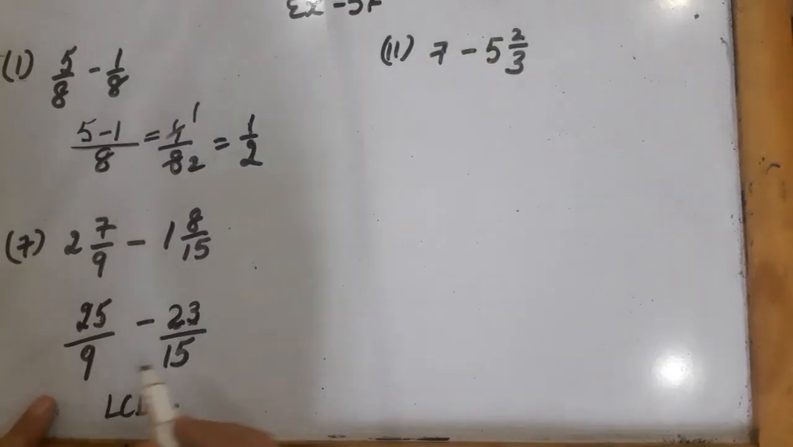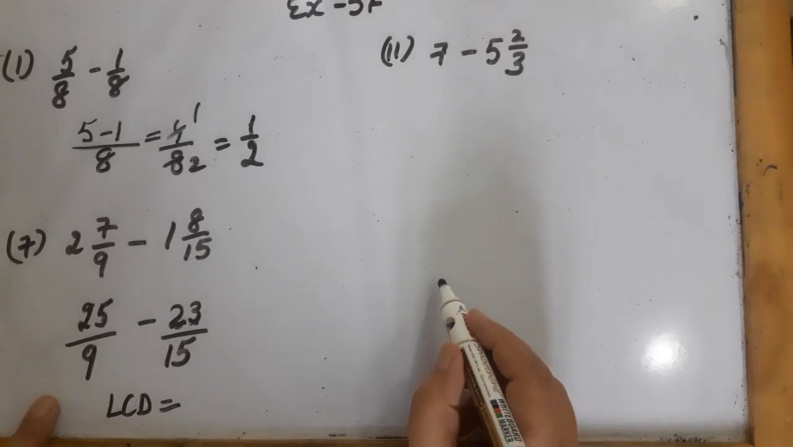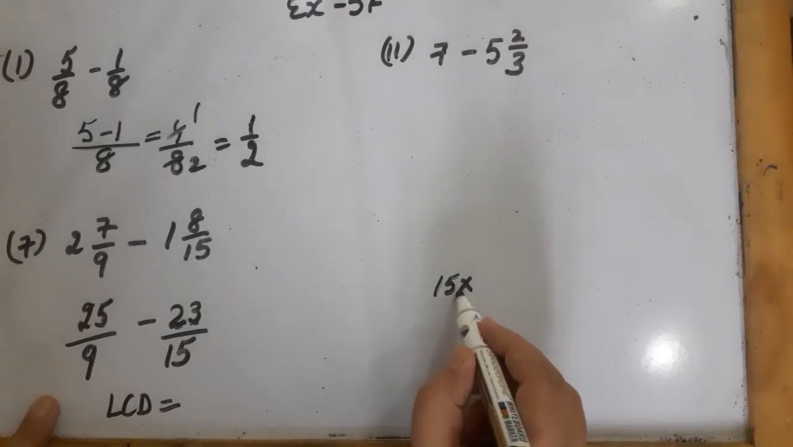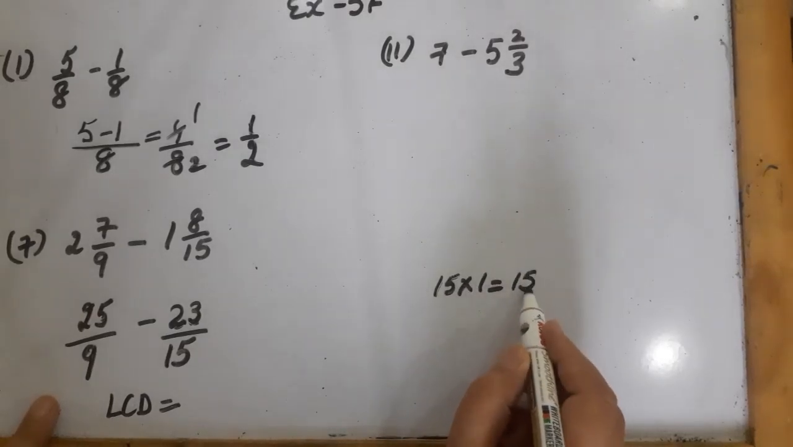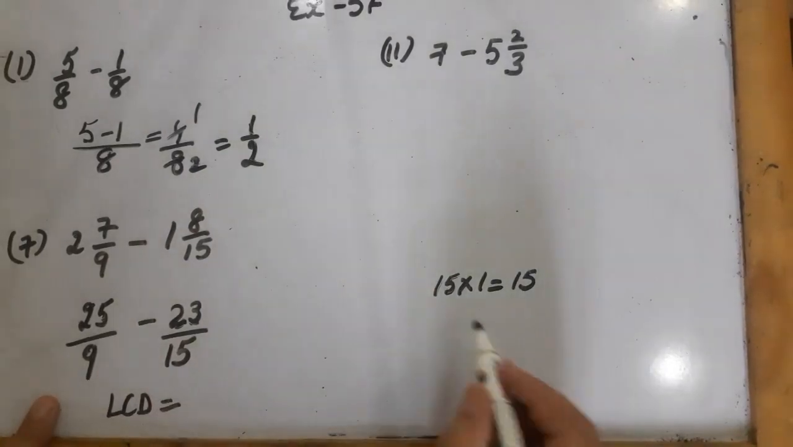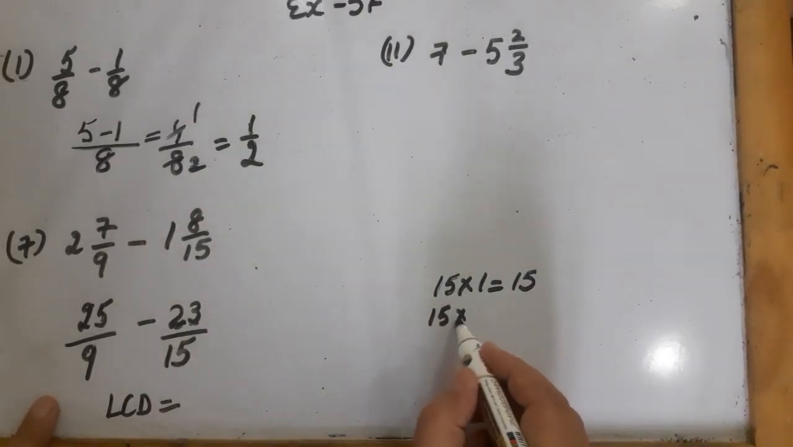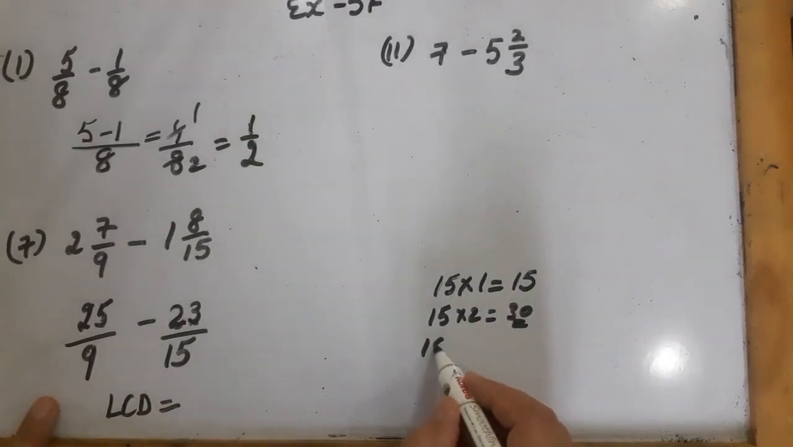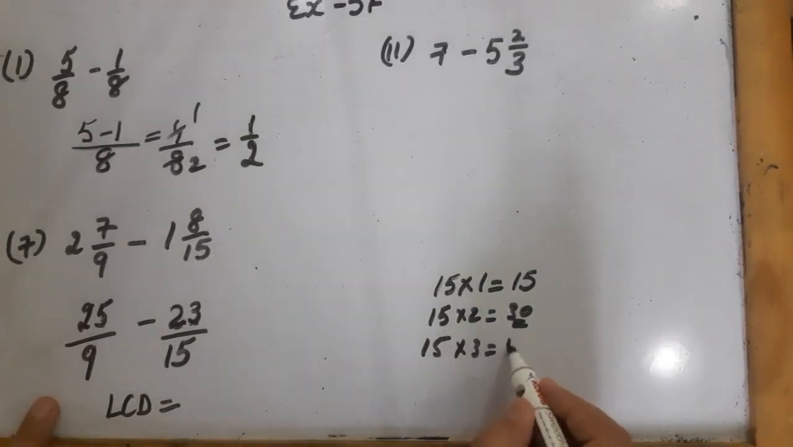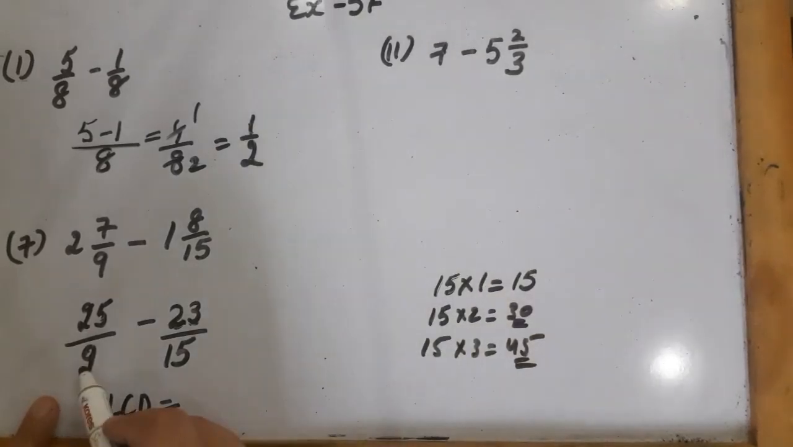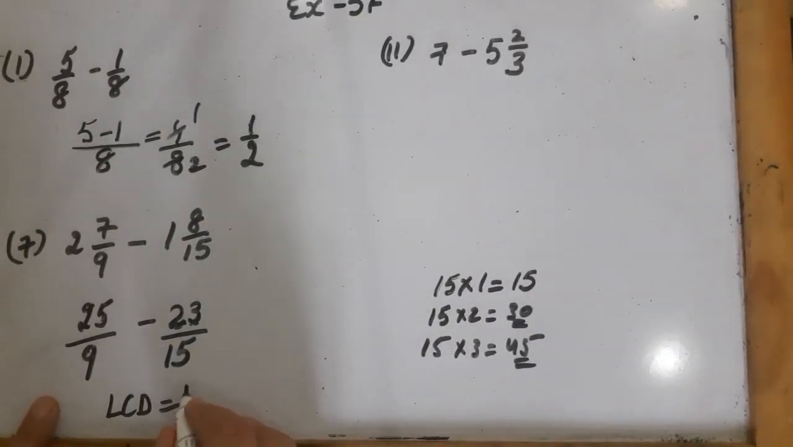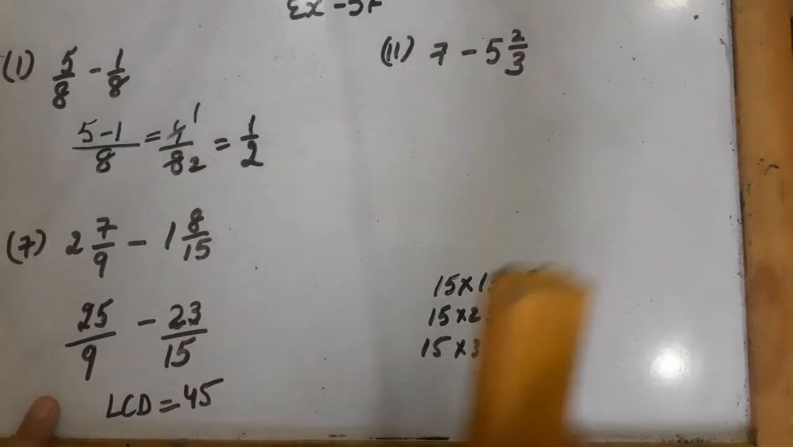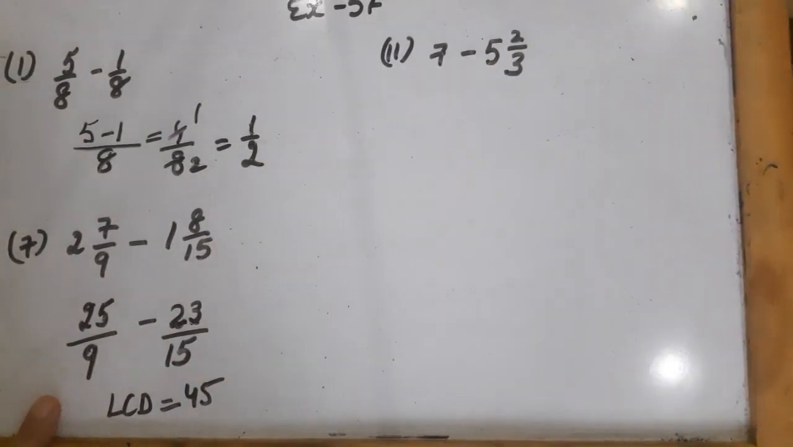As I told you, you can do the calculations in your mind. I'll say the table of 15. 15 ones are 15. Do you get 15 on the table of 9? No. So, 15 twos are 30. Do you get 30 on the table of 9? No. So 15 threes is 45. Do you get 45 on the table of 9? Yes. 9 fives is 45. So it means 45 will be my denominator for both of them.